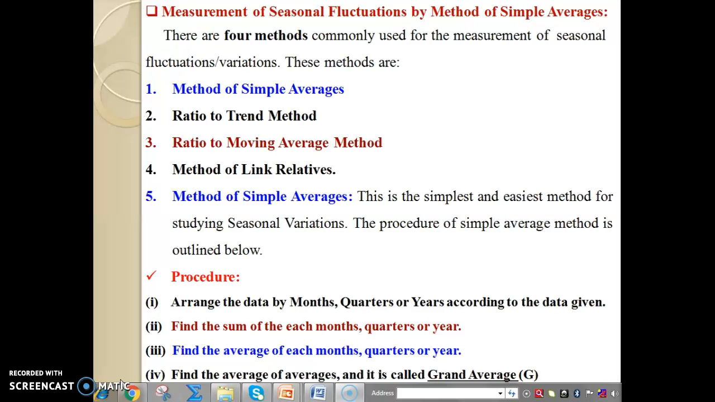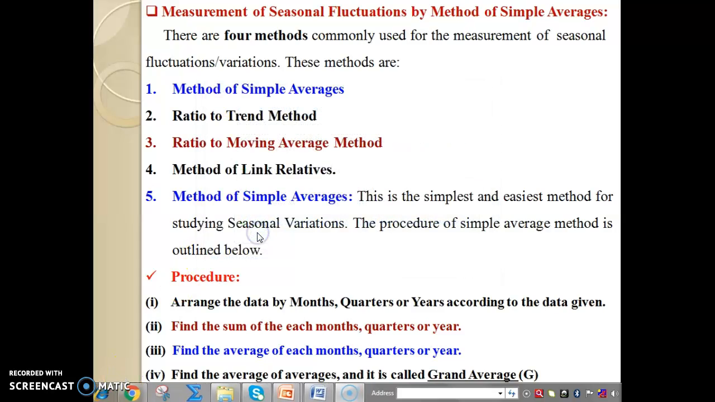In yesterday's class, we dealt with the method of averages: procedure, steps, merits, demerits and examples on the method of moving averages. Today we are going to study the measurement of seasonal fluctuations or variations. The measurement of seasonal variations is done by isolating them from the other components of the time series.